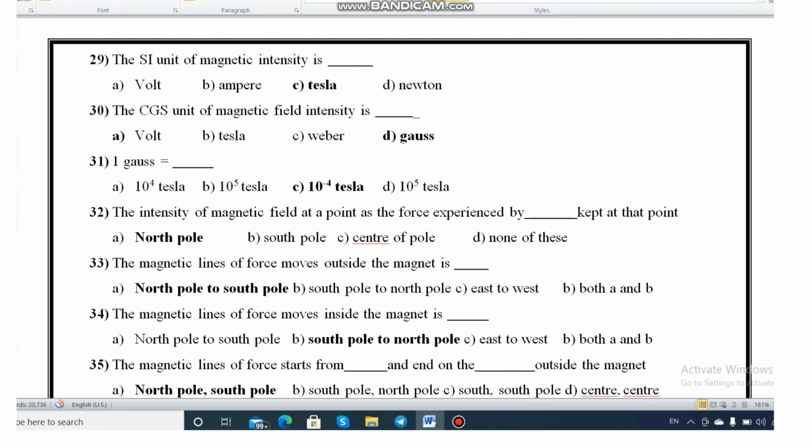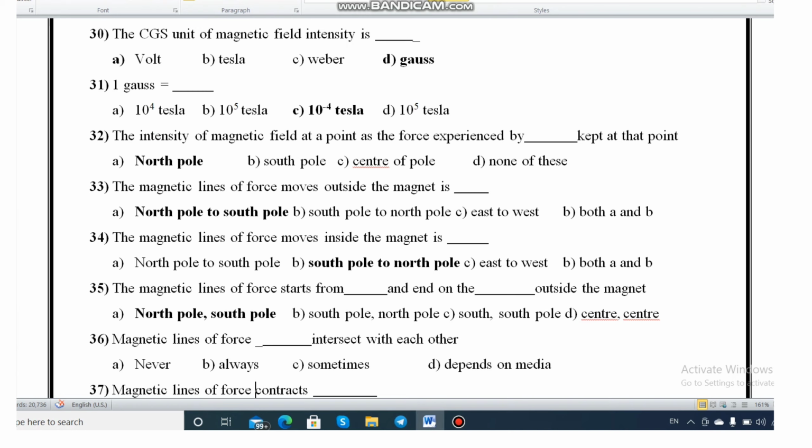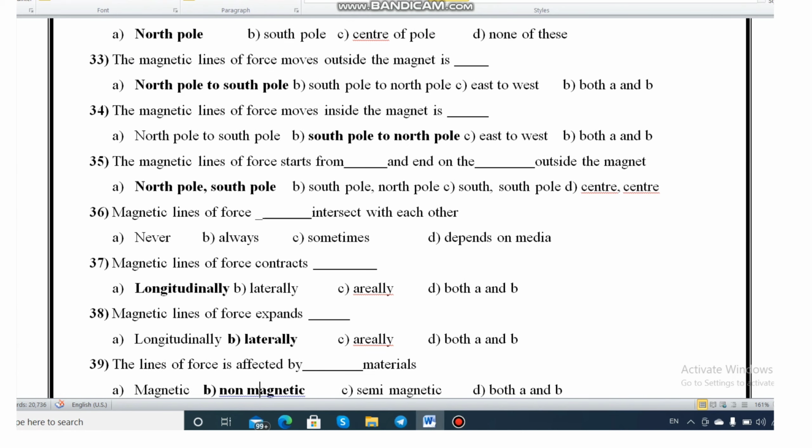The magnetic lines of force move outside the magnet from North Pole to South Pole. Question number 34. The magnetic lines of force move inside the magnet from South Pole to North Pole. The magnetic lines of force start from North Pole and end at South Pole outside the magnet. The magnetic lines of force never intersect with each other.